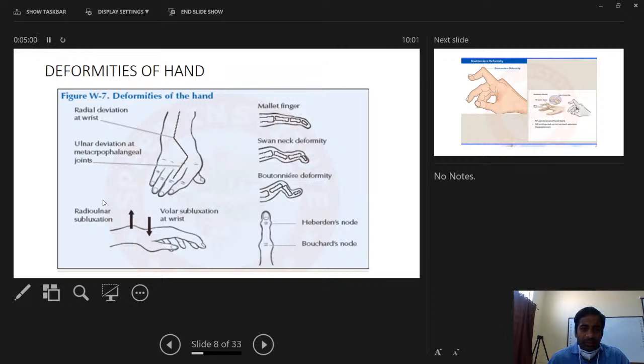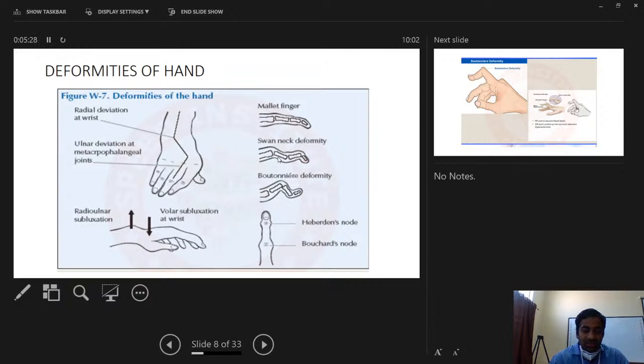These are common deformities. You have ulnar deviation at the metacarpophalangeal joints, which is very common, and radial deviation at the wrist. This is how a patient will present. If you see any of these deformities, you can suspect rheumatoid arthritis. Radioulnar subluxation, volar subluxation at the wrist, are common abnormalities. Also mallet fingers and swan neck deformities.